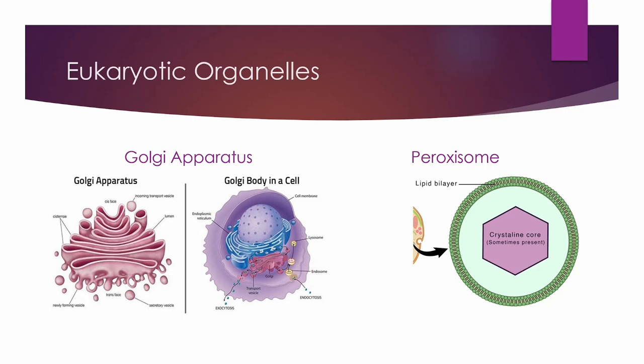Cellular products are repackaged into vesicles and are directed to the correct cellular location. If the product is meant for secretion, the secretory vesicle merges with the membrane and its contents are released via exocytosis.